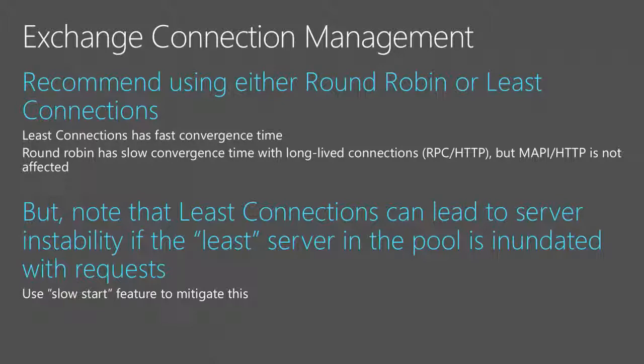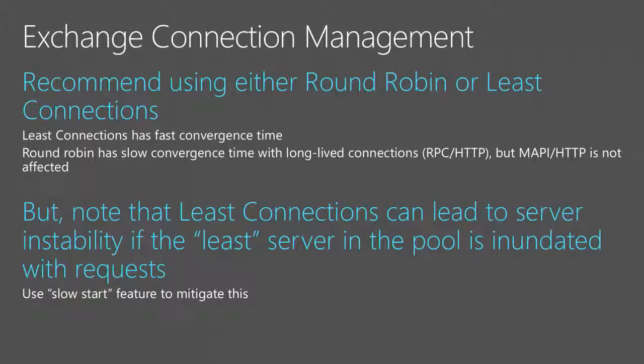Versus leased connections, that has a very fast convergence time because it's always sending requests to whichever server has the least amount of connections. But a drawback there could be, well, that certainly describes a brand new server that you're introducing into the load balance pool that has 0 connections. So it will always have the least. So it could get inundated with requests as a result of using leased connections.